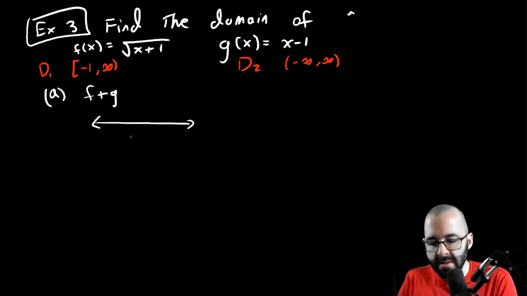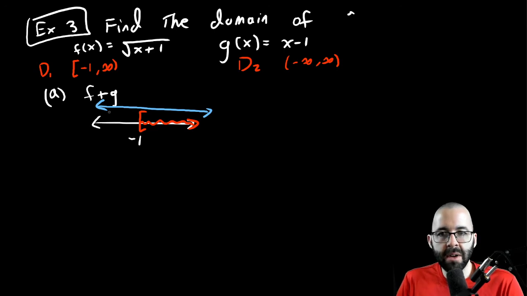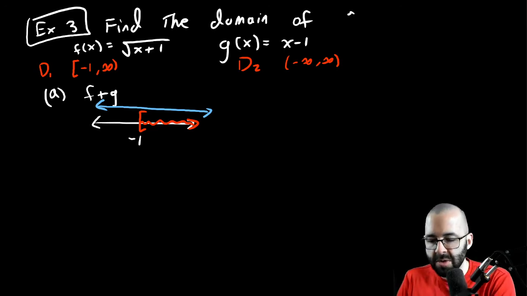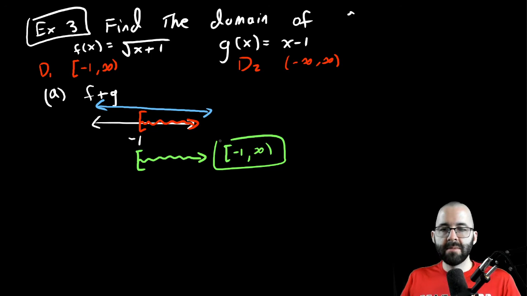So this property says that the domain of their combination, the domain of their sum, the domain of this new function is the intersection, the overlap of these old domains. So the old domains are like this: -1 to positive infinity and -infinity to positive infinity. What's the overlap? Well, just like before, the overlap is -1 to positive infinity, with a bracket. And that's our answer for part A.